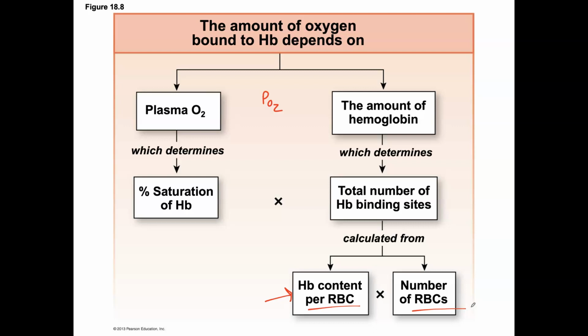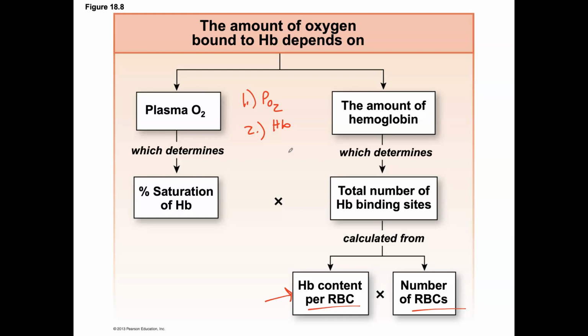So in normal physiology, though, we're focused on number one, what is the partial pressure of oxygen? And that's going to affect how much oxygen is available to hemoglobin. And number two, we're concerned with essentially how many hemoglobin binding sites do we have, and that's hemoglobin content and the number of red blood cells.